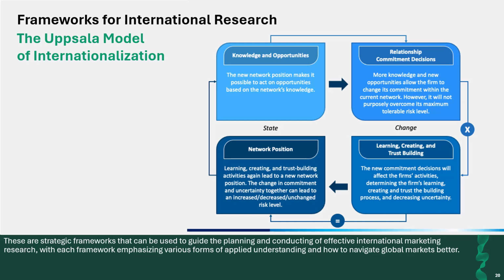And we're going to tackle all of those as we go along. Coincidentally, this paper that they published, Jan Johanson and Jan-Erik Vahlne, in 1977 in the Journal of International Business Studies is to this day the most cited research article in the Journal of International Business Studies ever, which is a fantastic accolade.